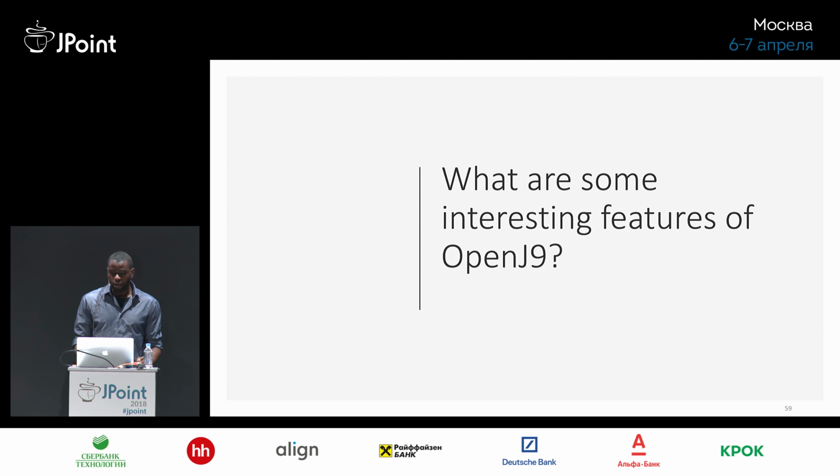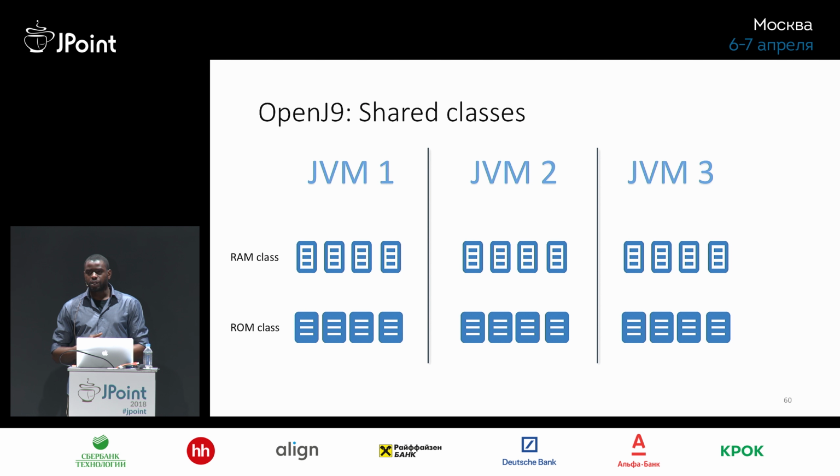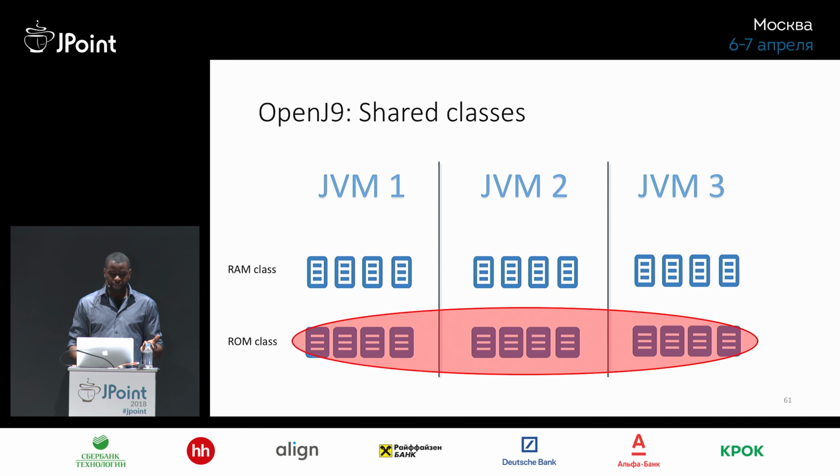All right, so now that you have some idea of how OpenJ9 works, we'll go over some of the more interesting features of OpenJ9. Earlier we talked about how classes are loaded in the JVM, how we go from the class file to the RAM class. So let's say, for example, we have 3 JVMs all running the same code on the same machine. Perhaps this is a service where you have multiple instances. In each of them, when the classes are loaded, you have to parse the class file, then create the ROM class and the RAM class.